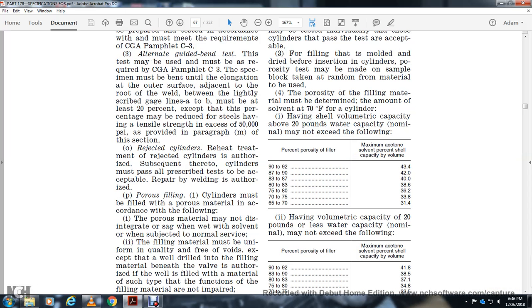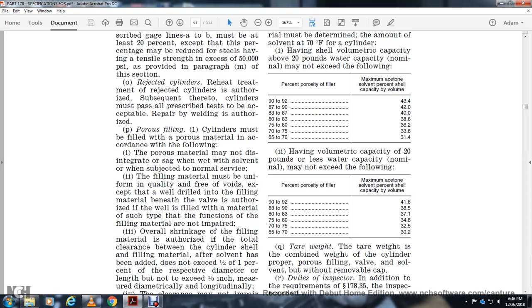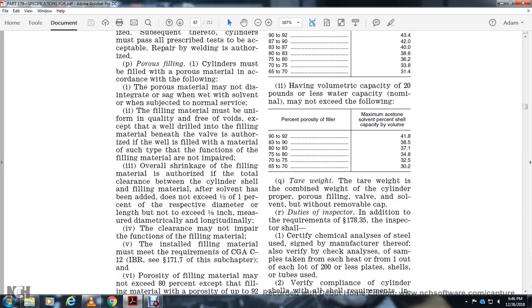The functions of the filling material must not be impaired over shrinkage. If the filling material is added, the total clearance between the cylinder shell and the filling material, after solvent has been added, must not exceed 1/2 to 1% of the respective diameter or length, not exceeding 1/8 of an inch, measuring diametrically and longitudinally. The clearance may not impair the function of the filling material.